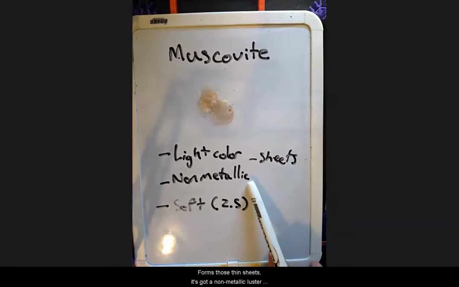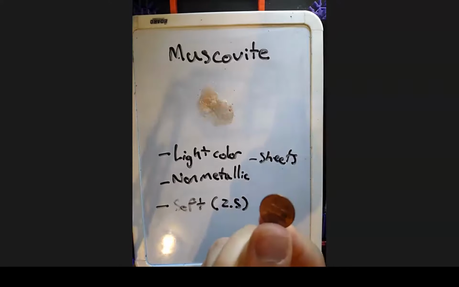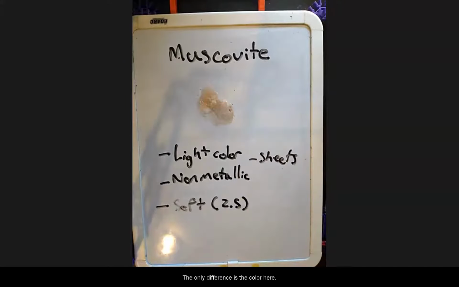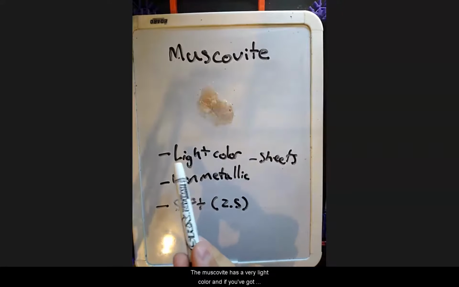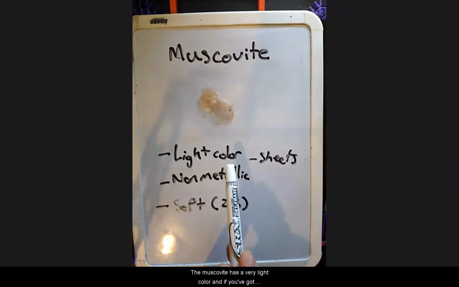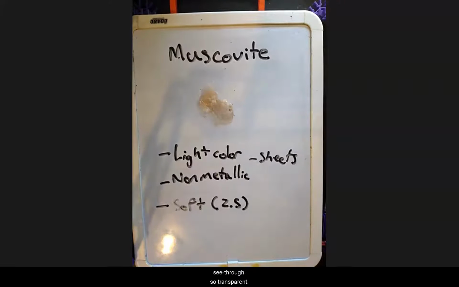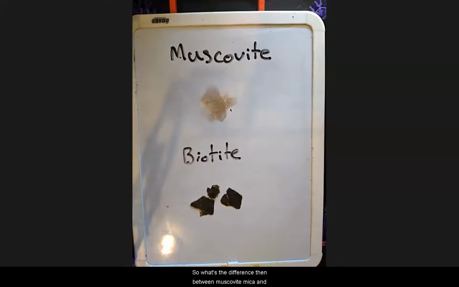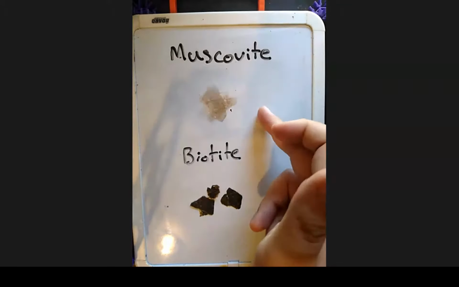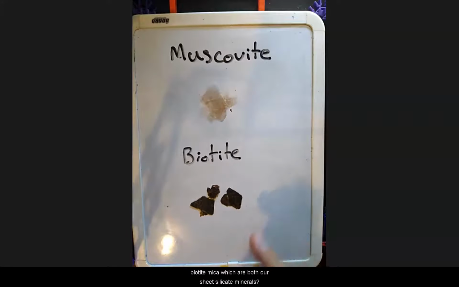It's got a non-metallic luster, and it's pretty soft, so we can scratch it with the copper penny. The only difference is the color here. So muscovite has a very light color, and if you've got just small thin pieces of it, it's pretty clear and see-through, so transparent.